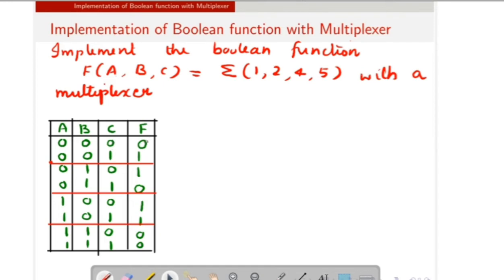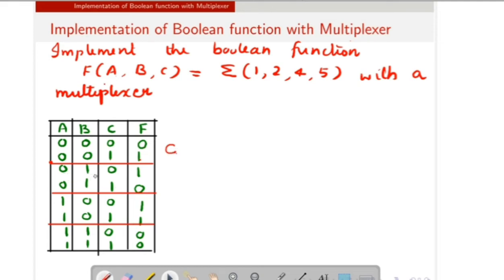When C is equal to 0, the output is 0, and when C is equal to 1, the output is 1. That means the input of the multiplexer is C itself. When C is equal to 0, we get the output of the function 0 itself, and when C is equal to 1, the output of the function is 1 itself. So what input is given to C goes directly to the output. We can give the input of the multiplexer as C itself.